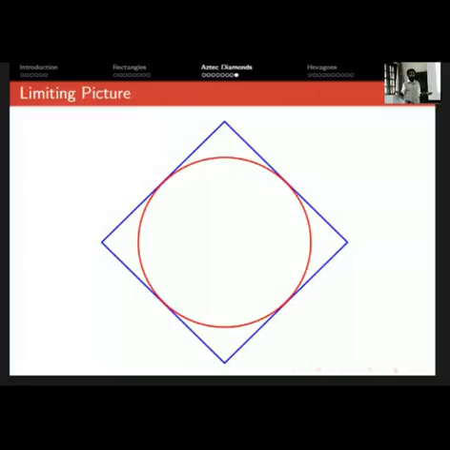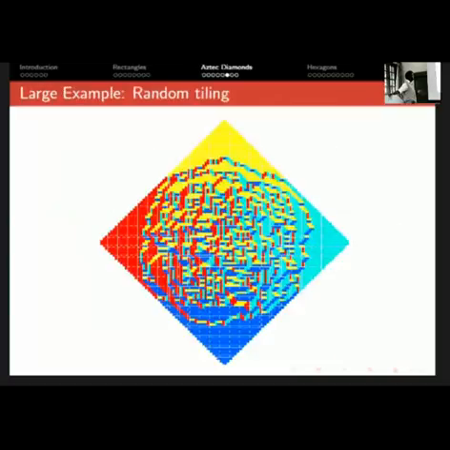So this is how this is going to look. In general, the arctic curve is going to be some curve, as you'll see for these hexagons. But for the Aztec diamond, it's actually exactly a circle. So if you could see a roughly circular shape here before I even said anything, it's not a coincidence. It's exactly a circle.